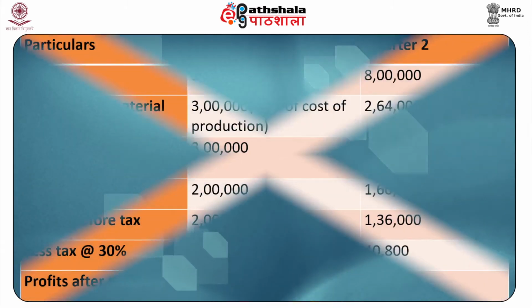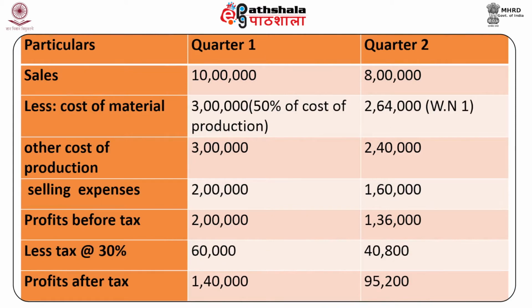The firm is in a tax bracket of 30%. In the second quarter, the raw material prices have increased by 10%, which constitute 50% of the total cost of production. Based on this, prepare a pro forma income statement of the second quarter of the year 20X5. Solution. Pro forma income statement of the second quarter of the year 20X5, taking the first quarter of 20X5 as the base, is given in the following table.